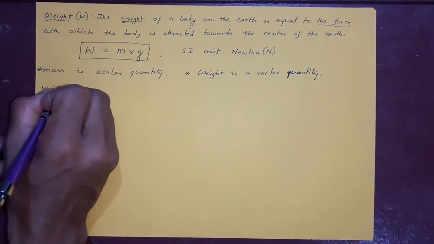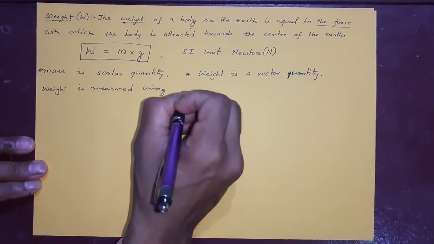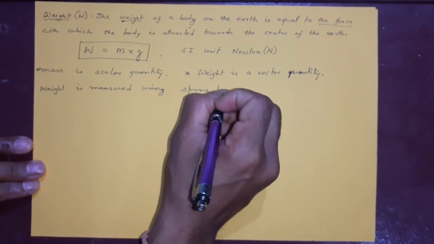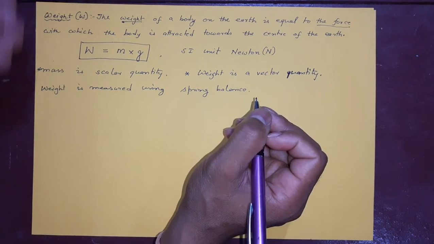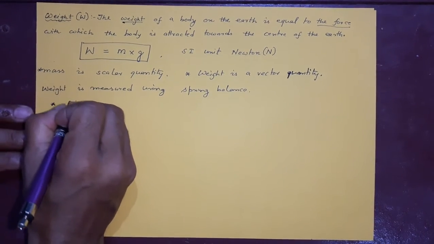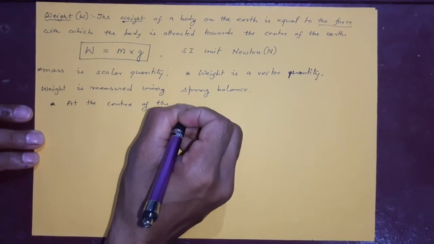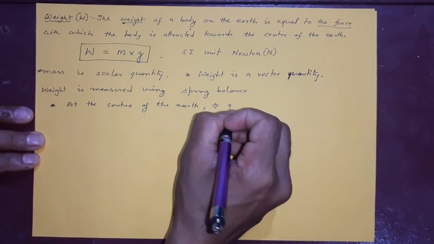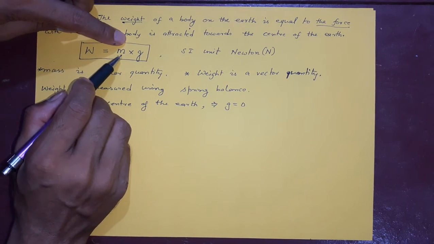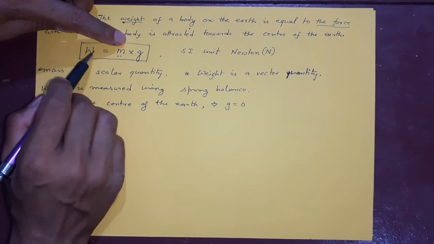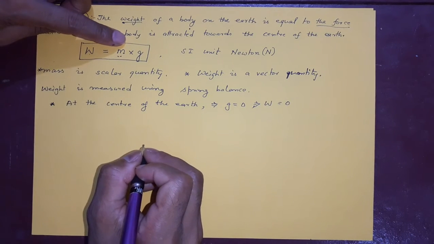Weight is measured using a spring balance. Okay. Now at the center of the earth, what will happen here? G is 0. See, this G is 0. So mass may be 10 kg, 10,000 kg, 200 kg, whatever. The weight cannot be anything, because this will become 0. At the center of the earth, weight is 0.